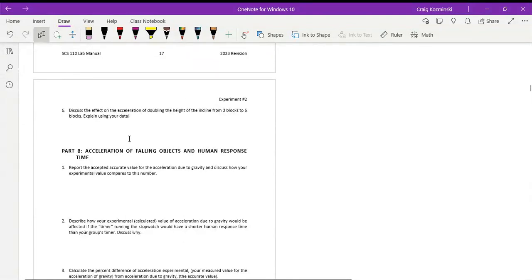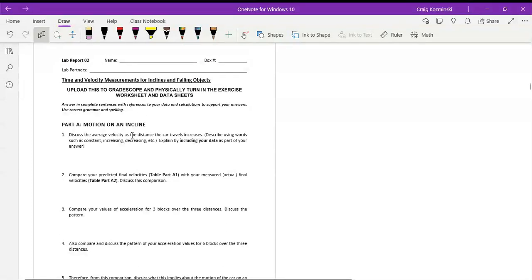Again, make sure you read your lab report questions. This is helpful for priming your brain as to what you should be thinking about as you're doing this experiment. For example, if we just read the first question, it says, discuss the average velocity as the distance the car travels increases. And then it says describe using words such as constant, increasing, or decreasing, and explain by including your data as part of your answer.